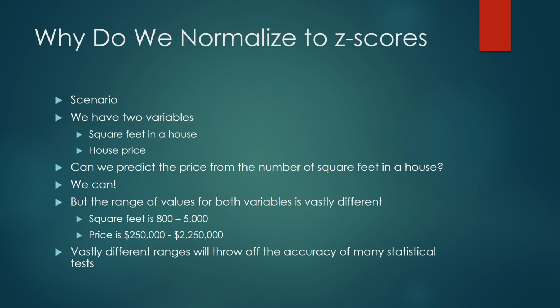So when we look at our variables, we notice that the range of values for both variables is vastly different. So let's imagine that our square feet is between 800 and 5,000 square feet and that our price range runs from 250,000 to 2.25 million. That's a really big difference. And if we were to do even a correlation or some other tests that look at these two numbers and compare these two numbers, we might get kind of odd results because vastly different ranges can often throw off the accuracy of many statistical tests.